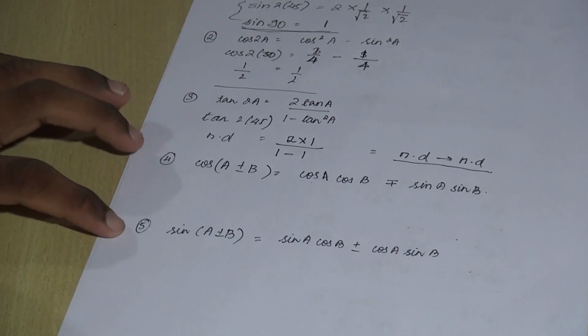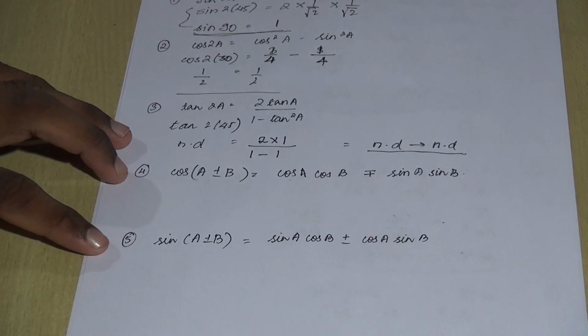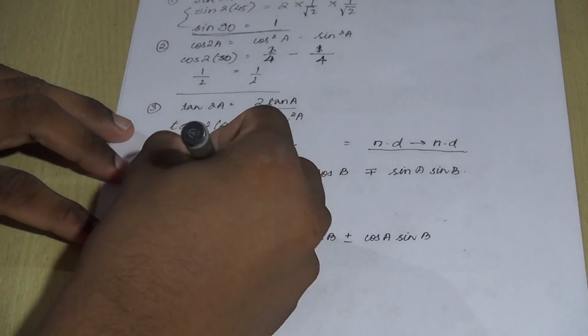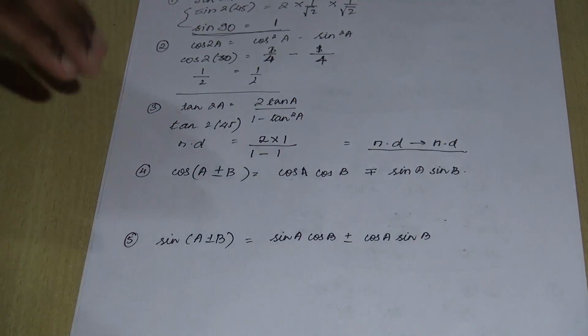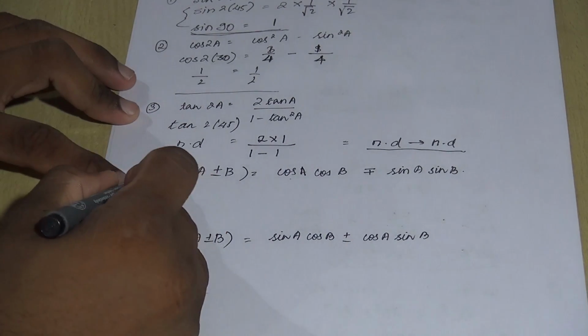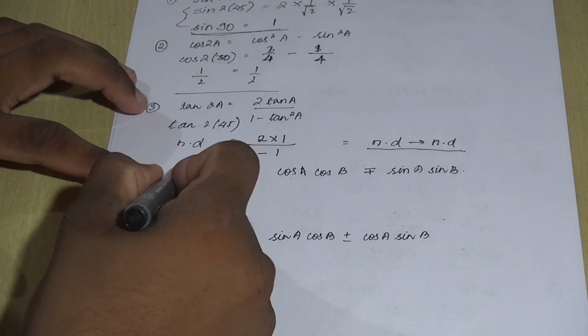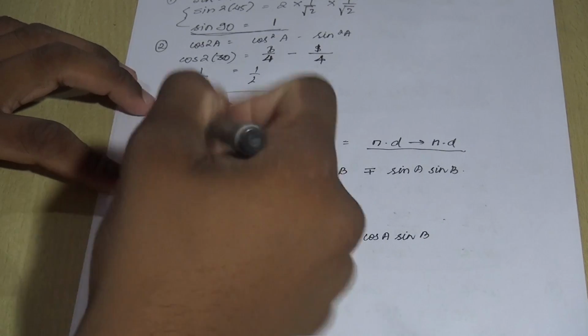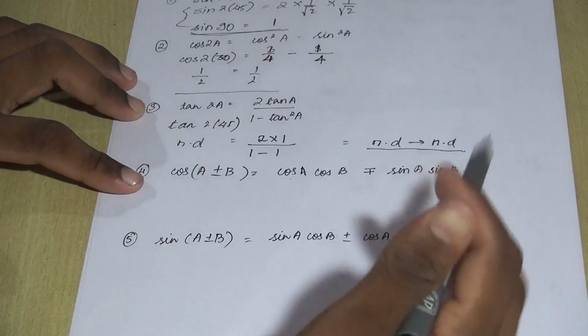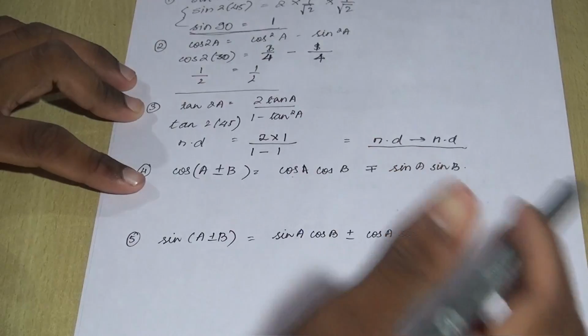These fourth and fifth ones won't be of any use most of the times, but when you're solving higher level problems, it's going to be a boon. So we have cos of a plus or minus b is equal to cos a cos b minus or plus sin a sin b.